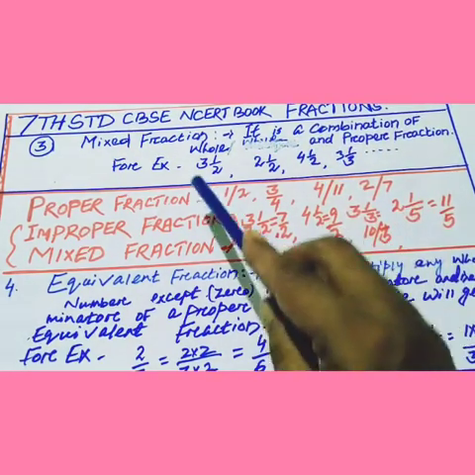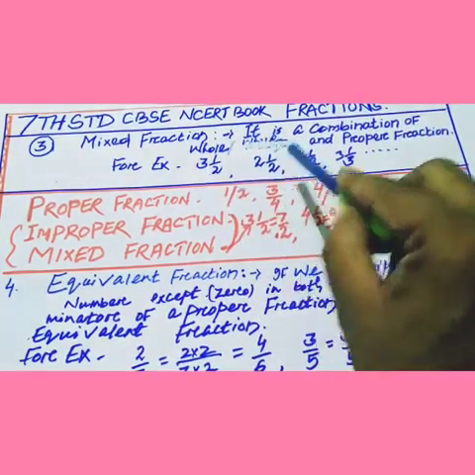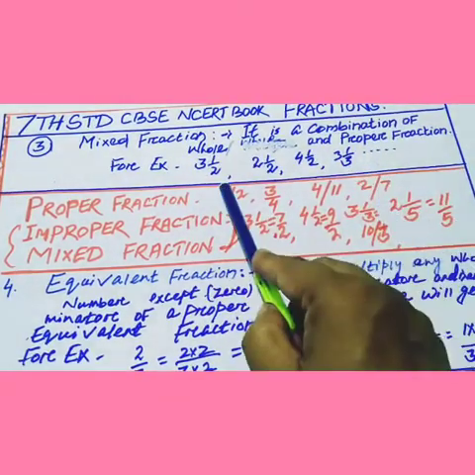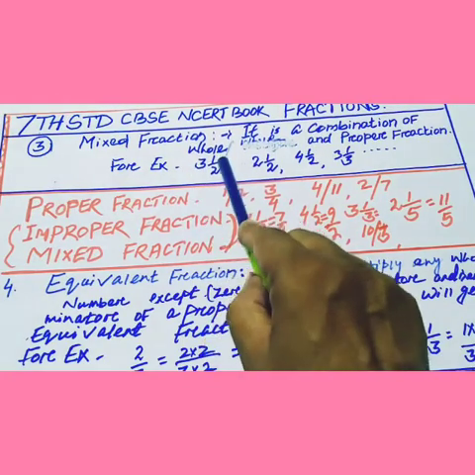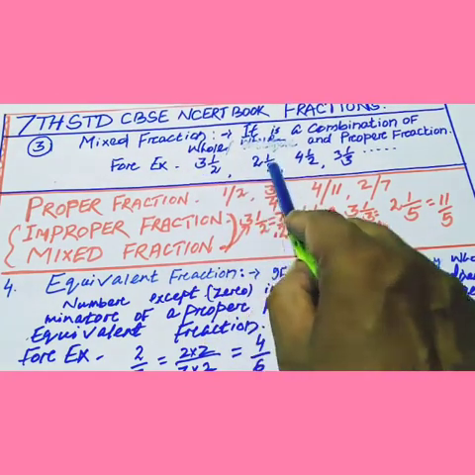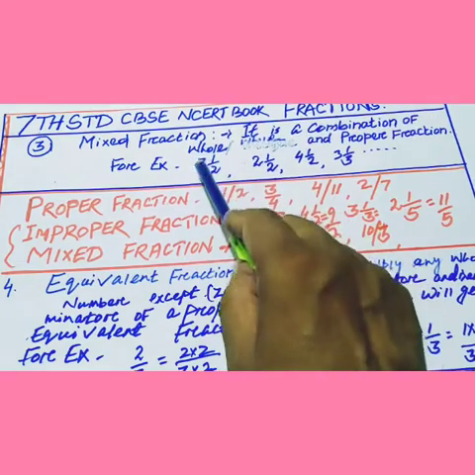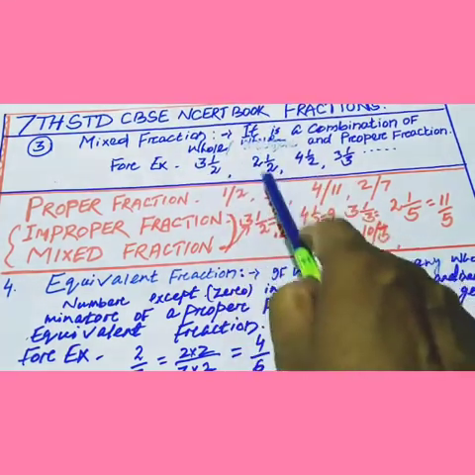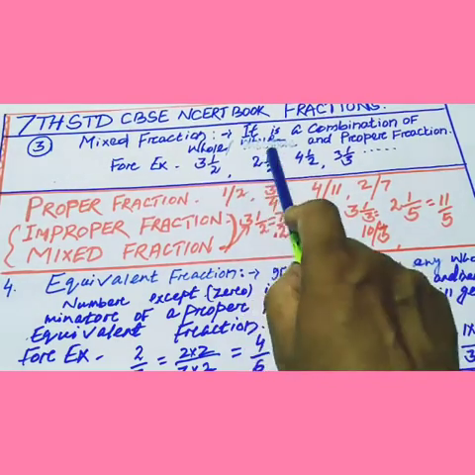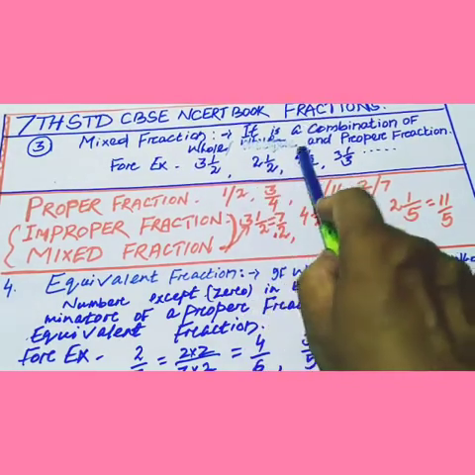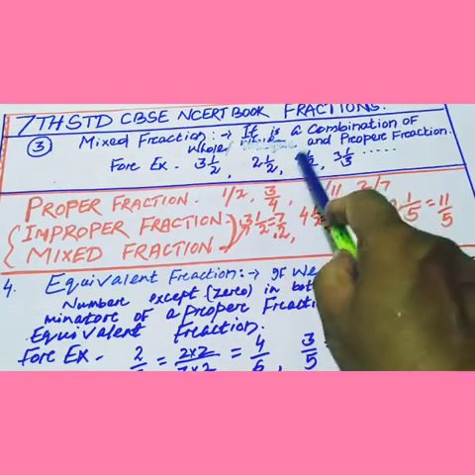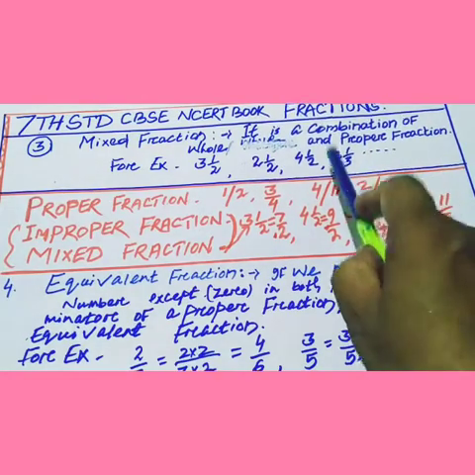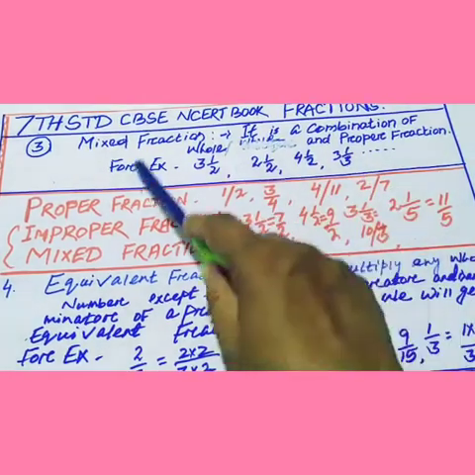For example, 3 whole 1 by 2, 2 whole 1 by 2, 4 whole 1 by 2, 3 whole 1 by 3. So from these examples, this is the whole number, this is the proper function. That means 3 whole 1 by 2: here the whole number is 3, the proper function is 1 by 2. Similarly, 2 whole 1 by 2, whole number is 2, proper function is 1 by 2. Similarly, 4 whole 1 by 2, 4 is the whole number, 1 by 2 is the proper function. 3 whole 1 by 3, 1 by 3 is the proper function, 3 is the whole. So these are the mixed functions.